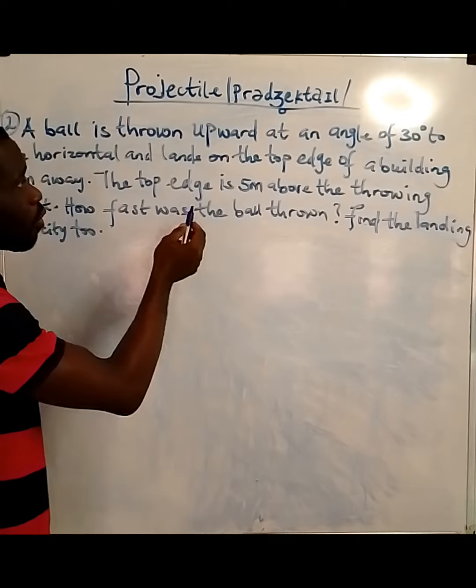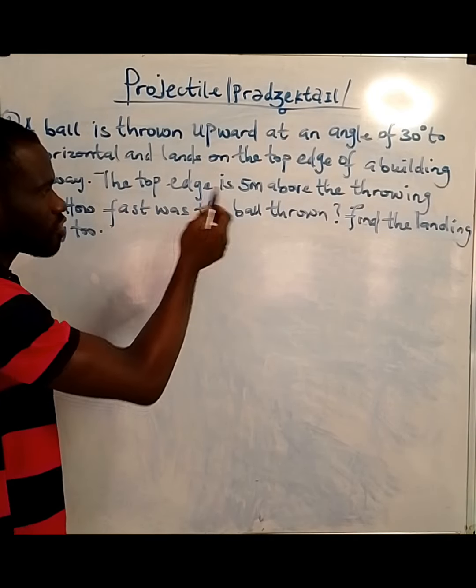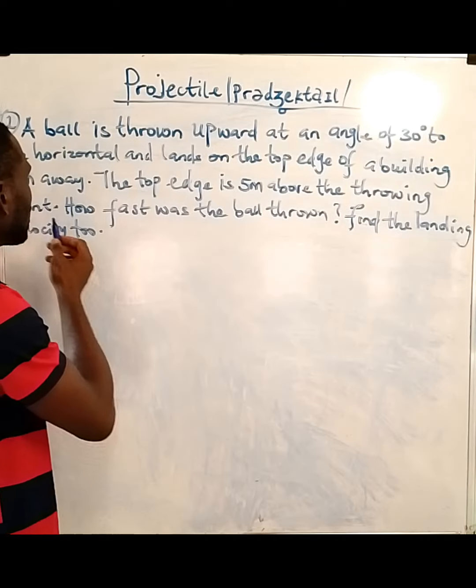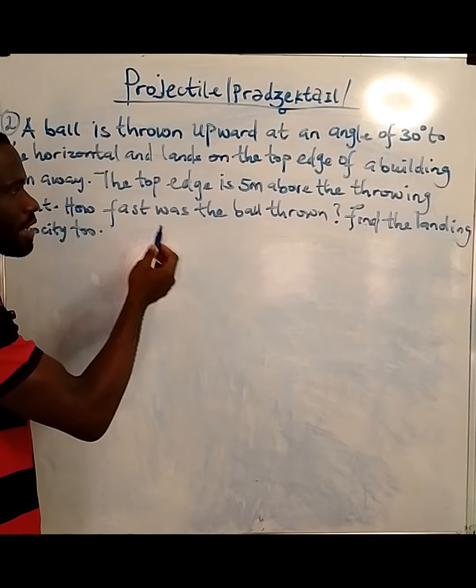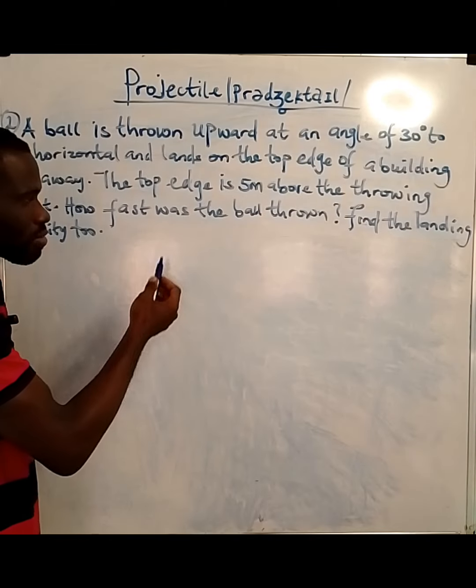A ball is thrown upward at an angle of 30 degrees to the horizontal and lands on the top edge of a building 20 meters away. The top edge is 5 meters above the throwing point. How fast was the ball thrown?